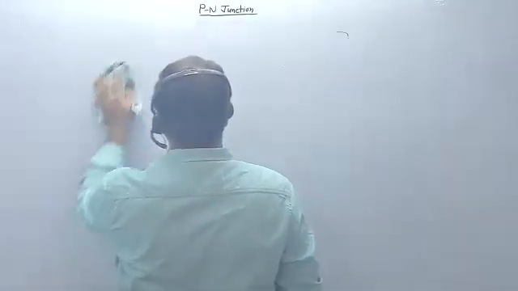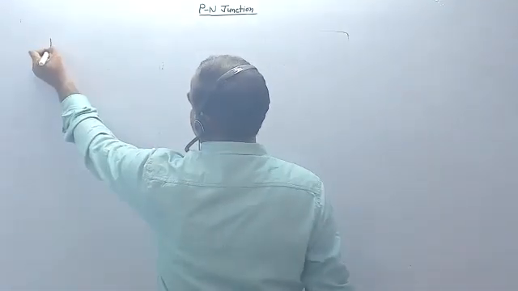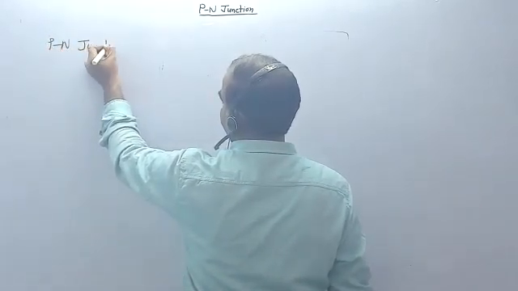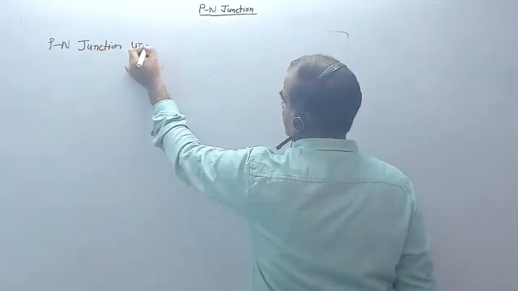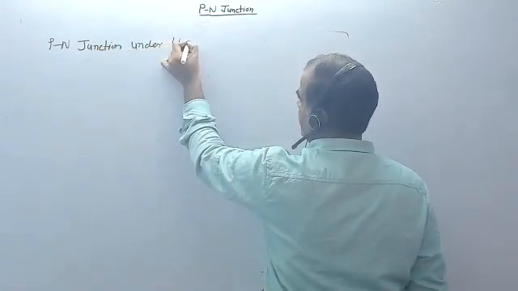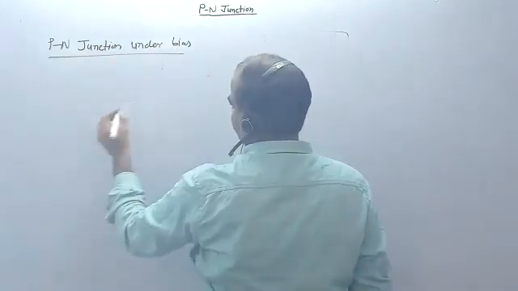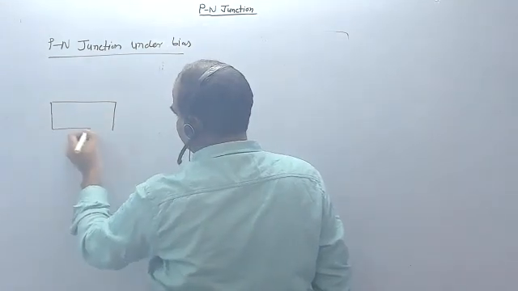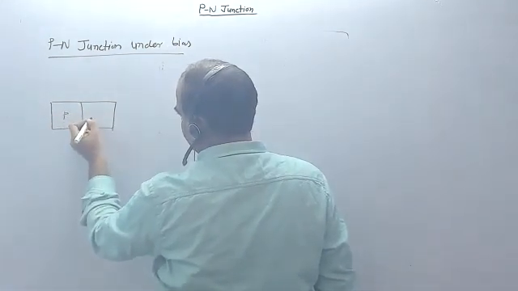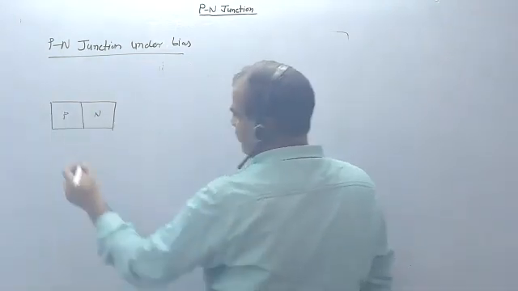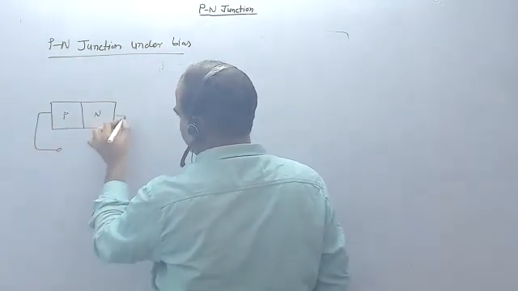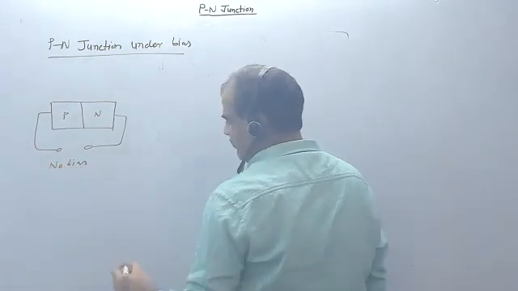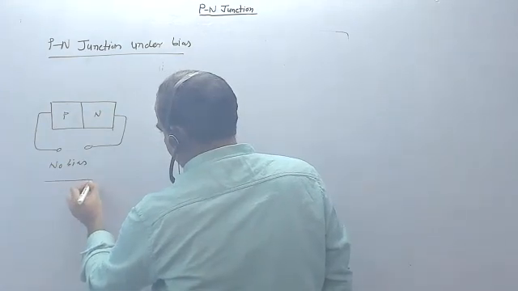Now put the heading PN junction under bias. First we saw the PN junction under no bias. I have a PN junction, simply this P and this N, and we have not applied any voltage. So this is the no bias case. And we have seen the energy band diagram.